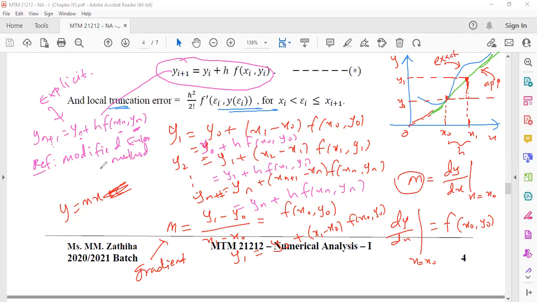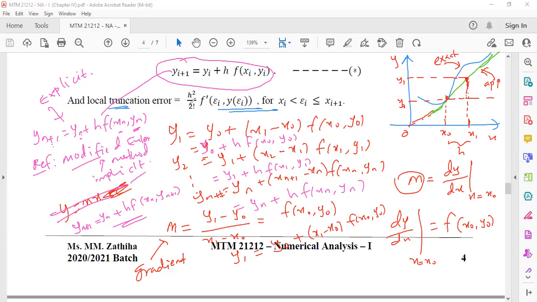What if we are finding the implicit case? That is our modified one. Implicit in the sense you will have y_{n+1} = y_n + h f(x_n, y_{n+1}), where y_{n+1} appears inside the function. This y_{n+1} only we are going to find, but it also comes into the calculation. So that is kind of a reference. It's called the modified or implicit Euler method. So it's just an idea of the Euler method.